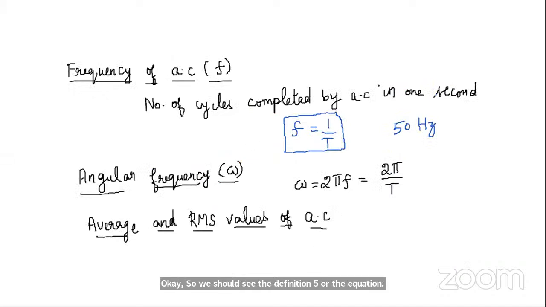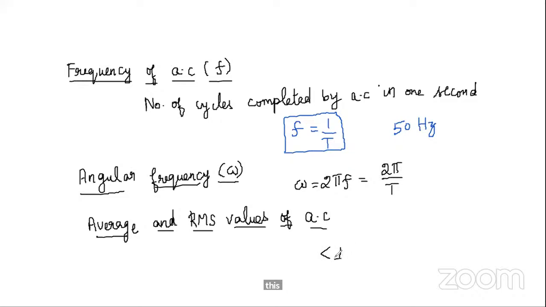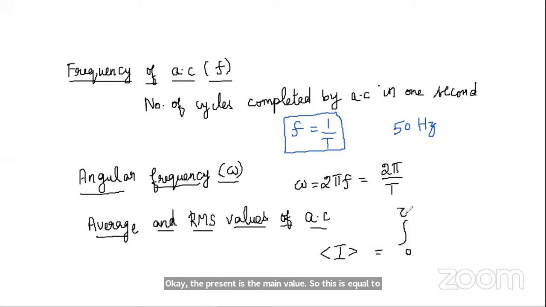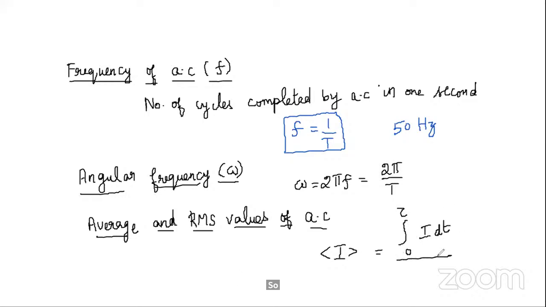Now I shall write this equation. The mean value of AC current is represented by this symbol. This is equal to integral 0 to tau I dt divided by integral 0 to tau dt. This is the average value of current.